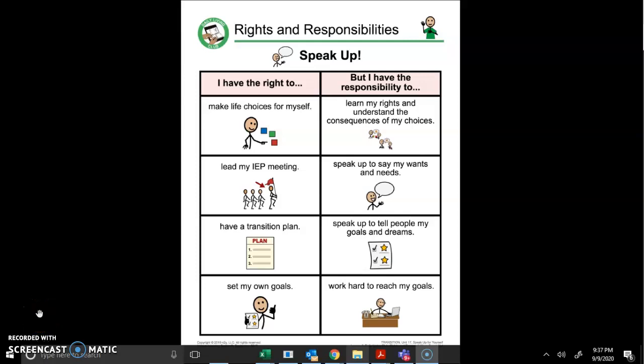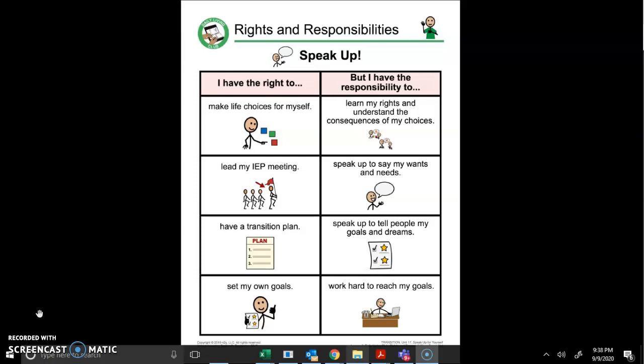Rights and responsibilities. Speak up. In this lesson, you will learn that we have rights, but having rights also means that we have responsibilities. We have the right to do many things, but we also have the responsibility to consider others when we are using our rights. So I'm going to go over the chart that's on the screen.